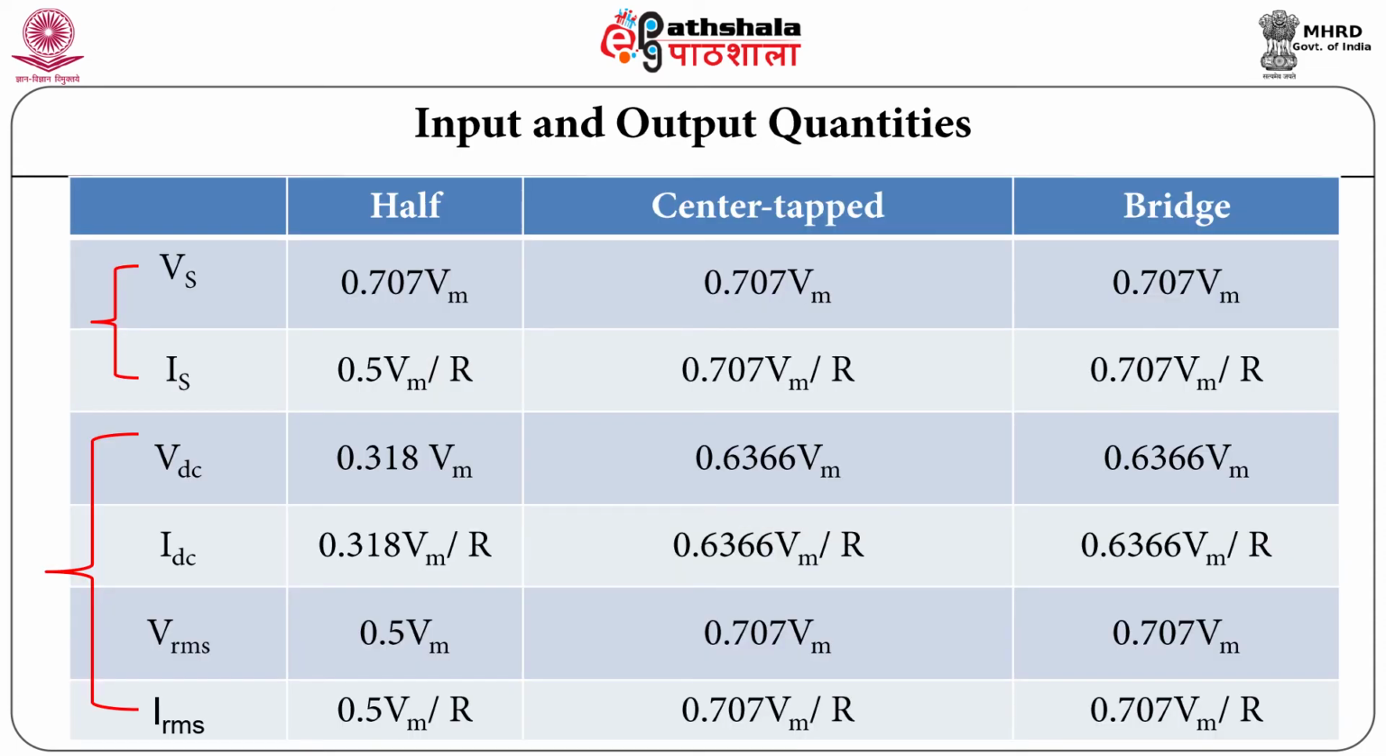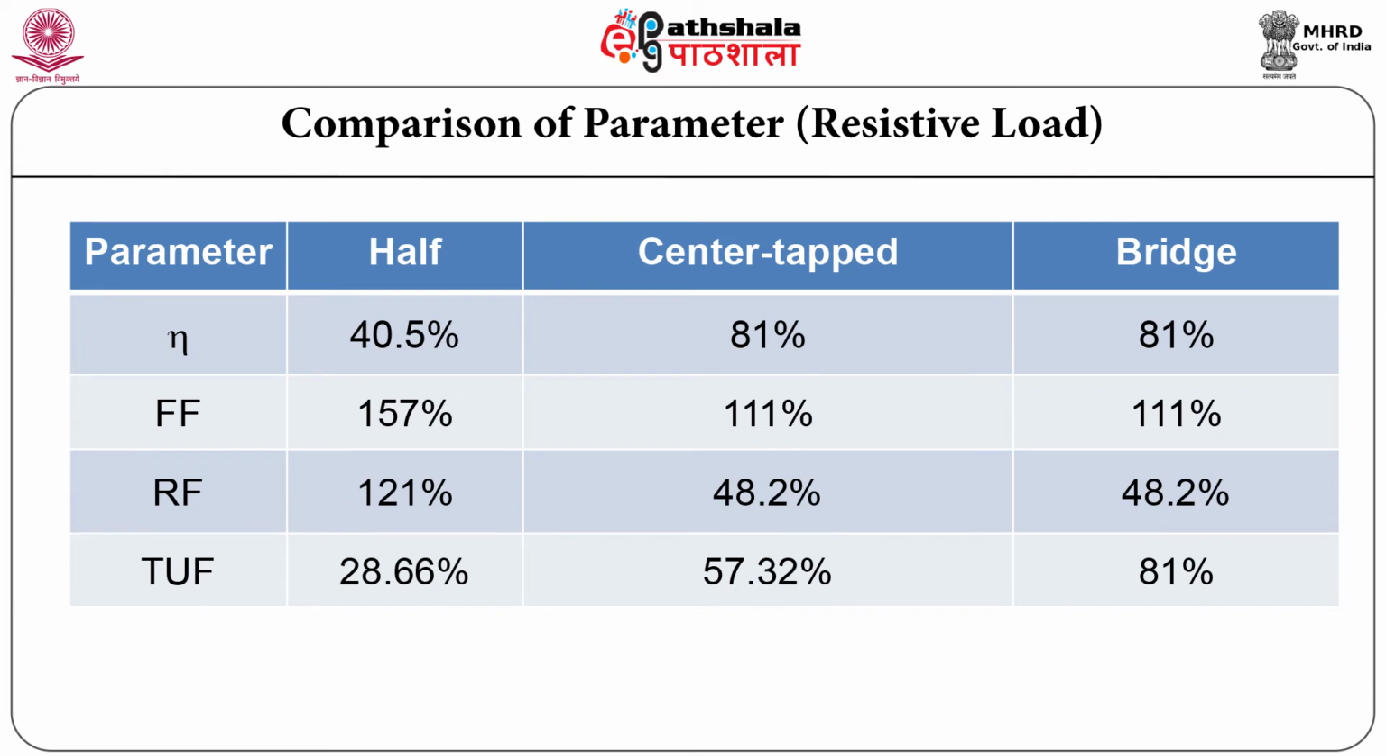These values are given in this table. So, one can see here that in center tap and bridge rectifiers, the output voltages are higher than the half wave rectifier. So, from this we can determine the parameters. From these parameters, one can see that for half wave rectifier, efficiency is 40%. In center tap and bridge, it is increased, it is doubled. The form factor also decreases in center tap and bridge condition. Ripple factor will obviously be low for bridge and center tap case.